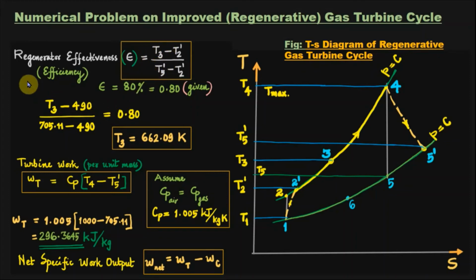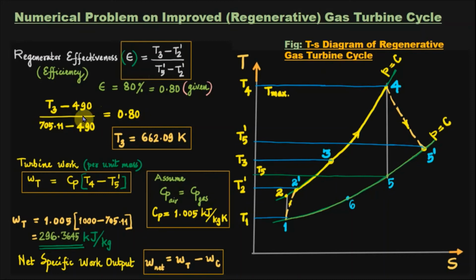Here it is given that the regenerator efficiency is 80%. Usually the term effectiveness is used to represent the efficiency factor for the heat exchanger. So here epsilon represents the efficiency of the regeneration process. So epsilon is equal to 80%. So (T3 - T2 dash) / (T5 dash - T2 dash) = 0.8.